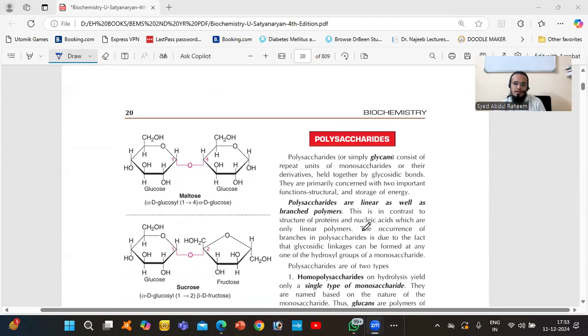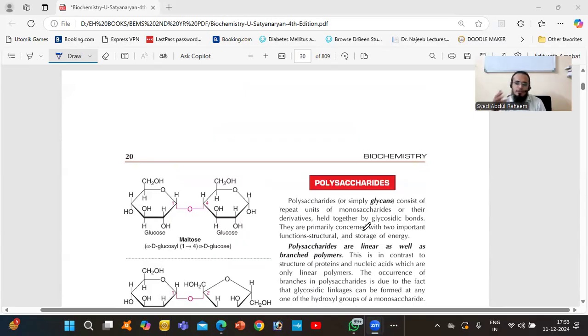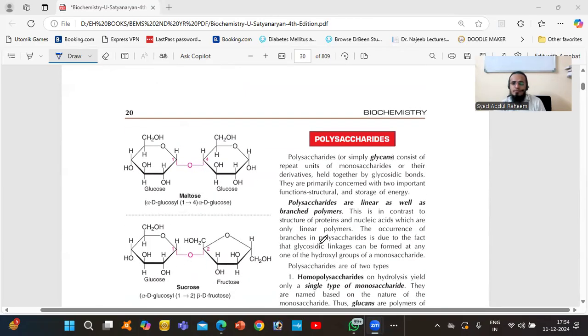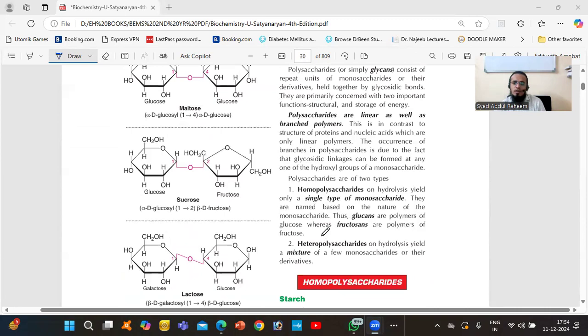Now we have polysaccharides. Poly means more than 10 carbons are there. So there are two types of polysaccharides. One is homopolysaccharides and another one is heteropolysaccharides. Homopolysaccharides means only a single type of monosaccharide. They are named based on the nature of the monosaccharides. Thus, glucans are polymers of glucose, fructans are polymers of fructose.